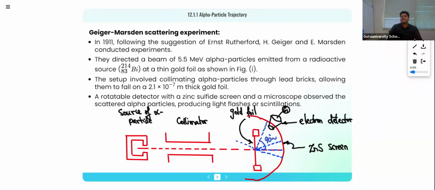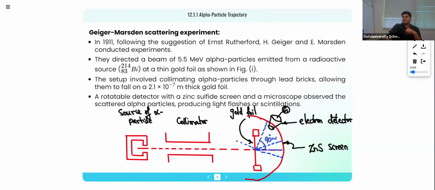Going straight doesn't make any problem. Around 90 degrees, Geiger and Marsden thought, yeah, we'll study it. But this was very shocking to them: the return of 180 degrees, that was the shocking part. So they thought about it, took this model, and went to explain it to Rutherford. They explained everything, what the conclusions were.